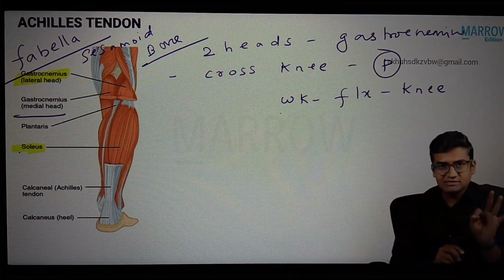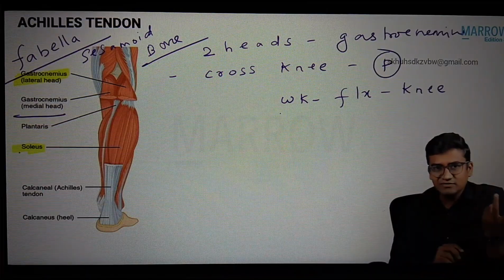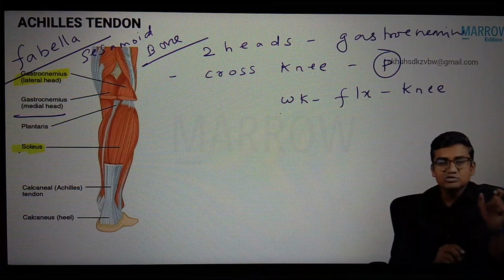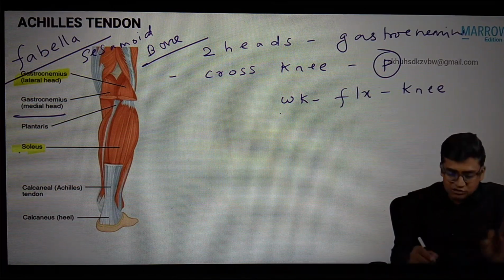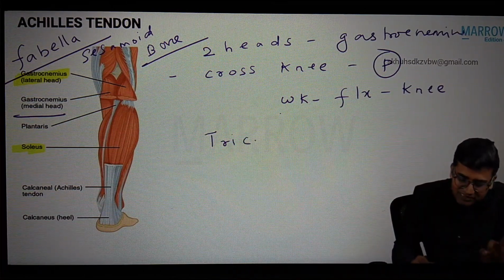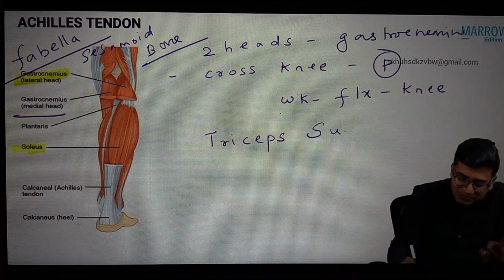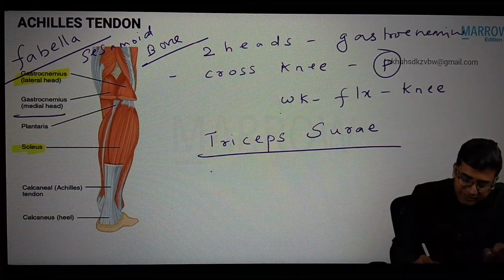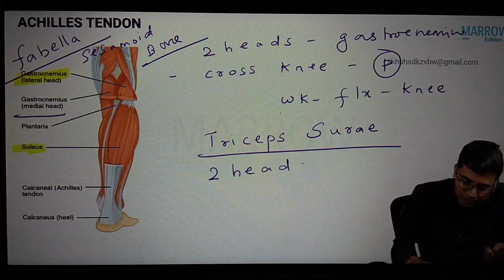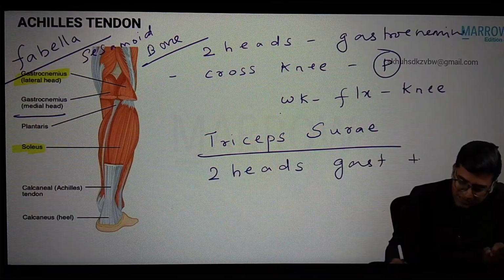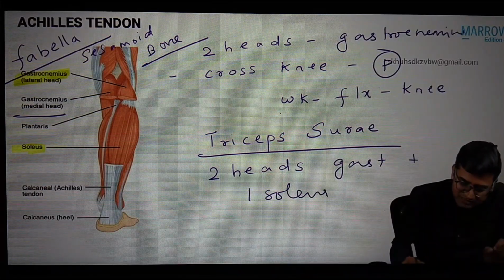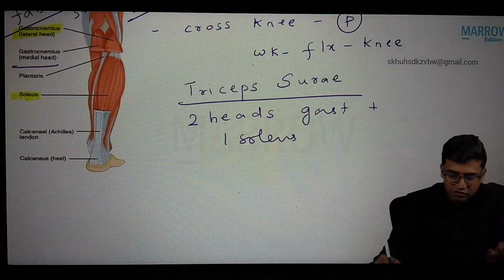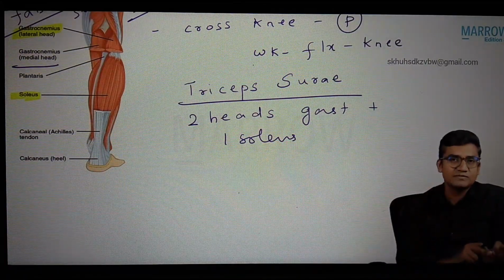So now we have 2 heads of gastrocnemius and the soleus. So now we have 3 heads. Now these 3 heads are present in which area? In the leg. Now in the leg, we use one term, sural, which means leg. So now we have 3 heads which are present in the leg. This is called triceps surae muscle, which is formed by the 2 heads of gastrocnemius and one soleus muscle.